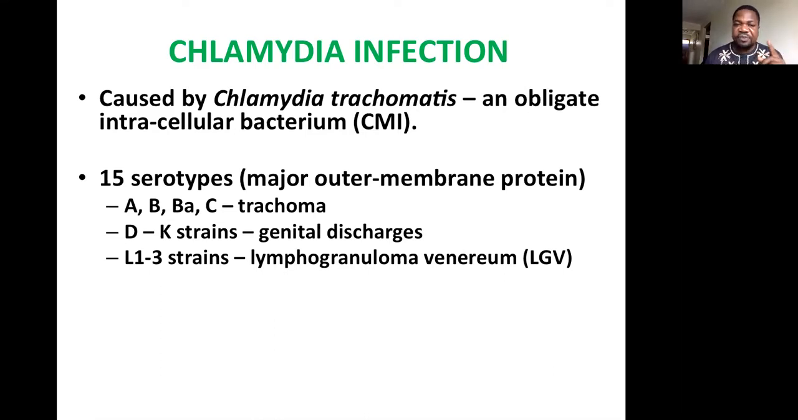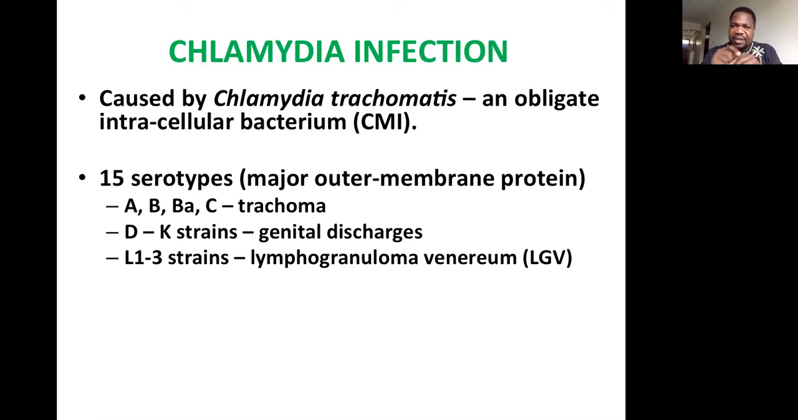But serotypes D to K are the ones that cause genital discharge. But there are 3 other serotypes, serotype L1, L2, and L3. Those cause genital ulcers, mainly a condition that we call lymphogranuloma venereum, or LGV.